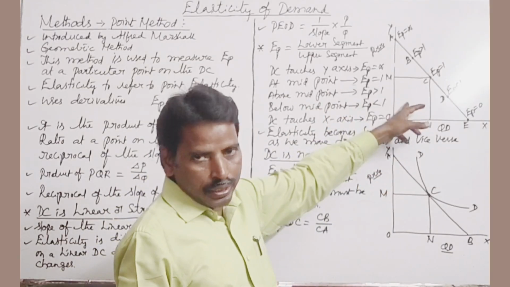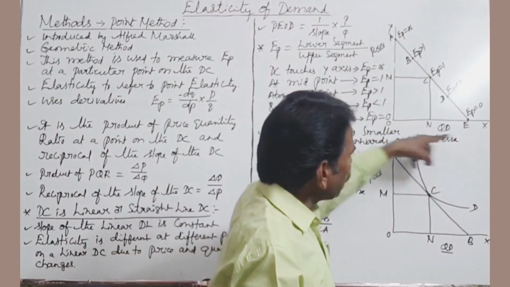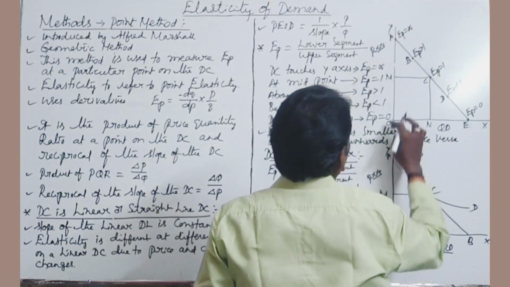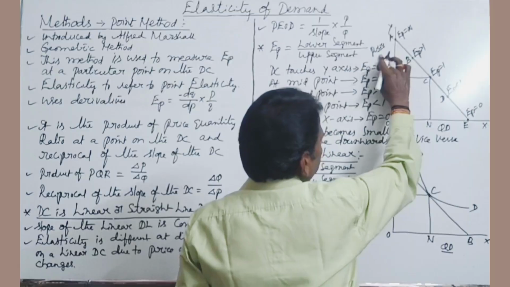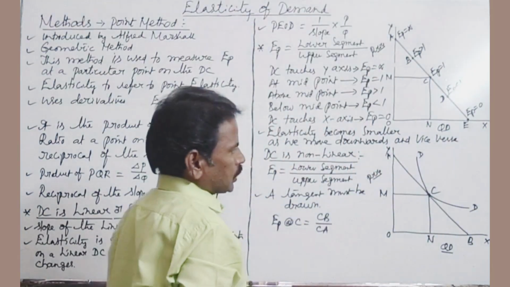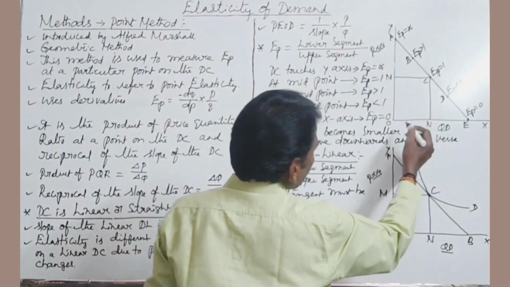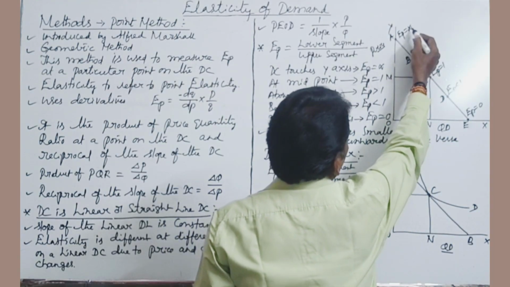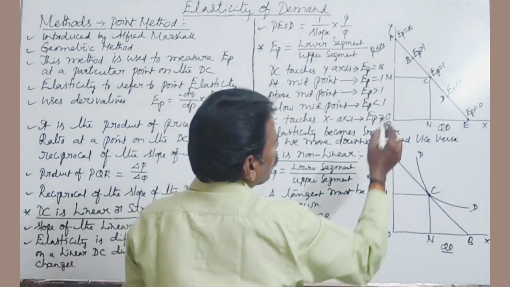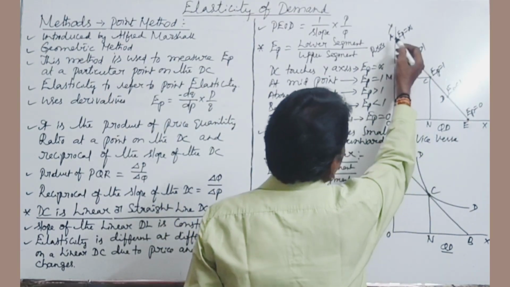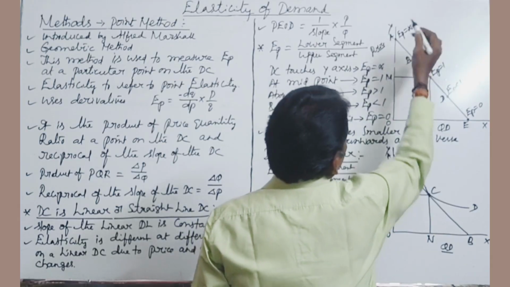The demand curve is linear, so draw an L shape and mark Y, O, X. Price is measured on the y-axis, quantity demanded is measured on the x-axis. Elasticity at point A: EP is equal to infinity. What is the lower segment? AE by AA, so elasticity is equal to infinity.